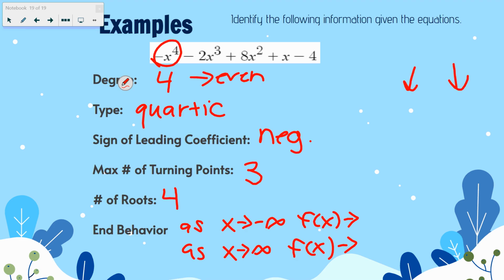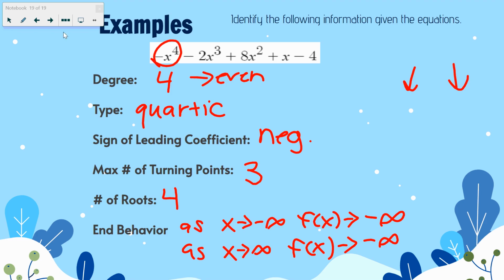So as x goes to negative infinity, look to my left arrow, I'll be going where? Down, which means negative infinity. As x approaches positive infinity, look to the right arrow, and I'll be going down as well, which means negative infinity. So that term gives you all your info. What questions do you guys have here?